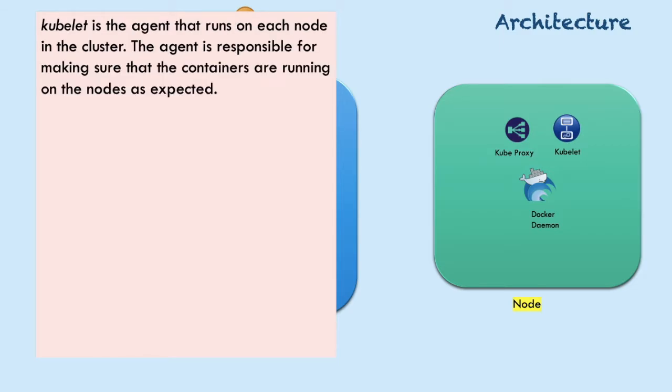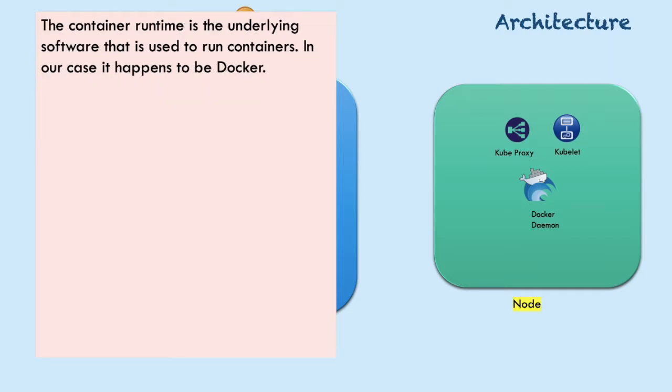Kubelet is the agent that runs on each node in the cluster. The agent is responsible for making sure that the containers are running on the nodes as expected. So the agent will be checking the status and health of all the containers or pods and make sure that everything runs fine. Next, the container runtime. The container runtime is the underlying software that is used to run containers. In our case, it happens to be Docker. So we have used Docker as our runtime environment, which will create containers or pods for us.